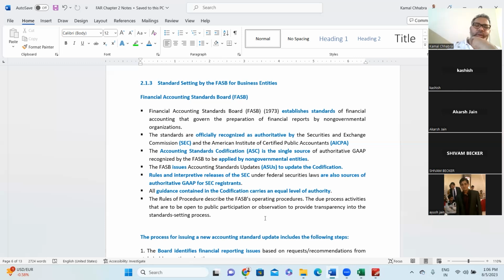Yeah. So same way like in the US, let's understand, more or less the process is the same, but the terminology is slightly different. So first is the Financial Accounting Standards Board. What is FASB?